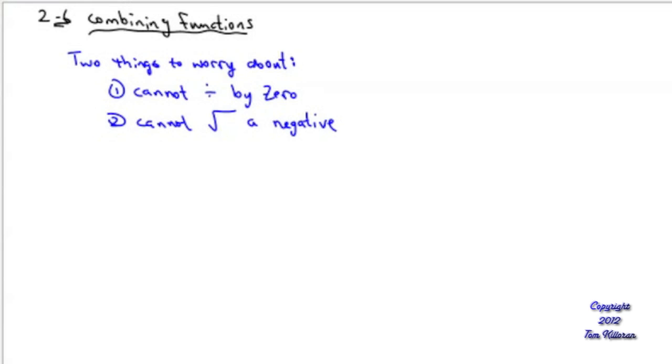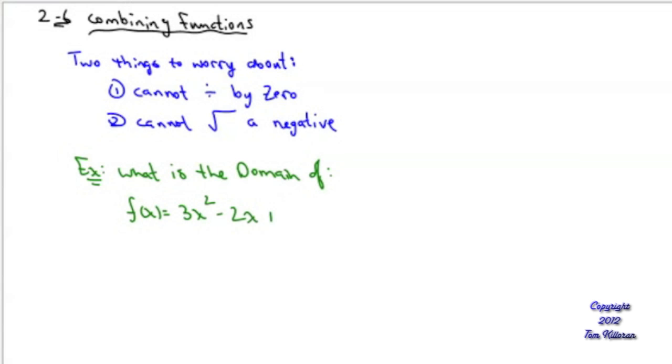So if I ask you a silly question like, what is the domain of f of x is equal to 3x squared minus 2x plus 5. What would your answer be? Without looking at a graph of it, how would I know what the domain of this is? Well, the questions go back up to here.